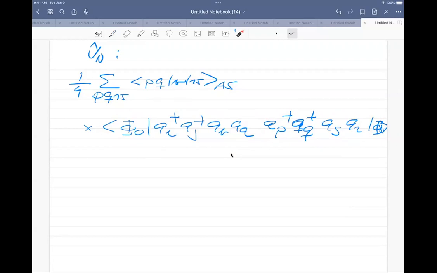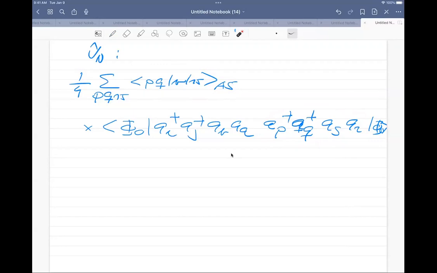So it means that in order for this to be non-zero, the operator from the Hamiltonian must create a 2-particle, 2-hole state, because that's the only thing which will give you a non-zero overlap. And then the rest here are just constants, which you multiply with.